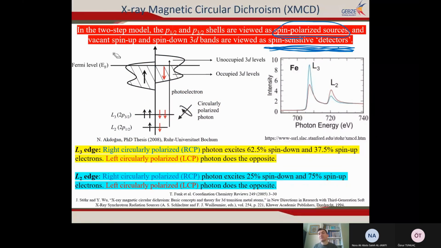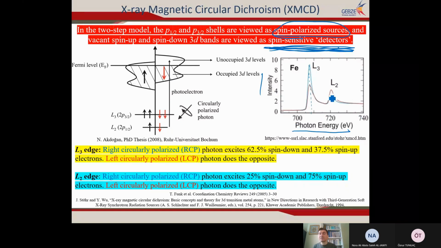Now let's come to the right side. Here on the right side, we have real XMCD data. Okay, this is taken from iron. What we have here is the photon energy on the x-axis, and here we have the X-ray intensity read by the detector. So what do you see here? Photon energy. Look at this one. These are the L3 and L2 energies for iron.